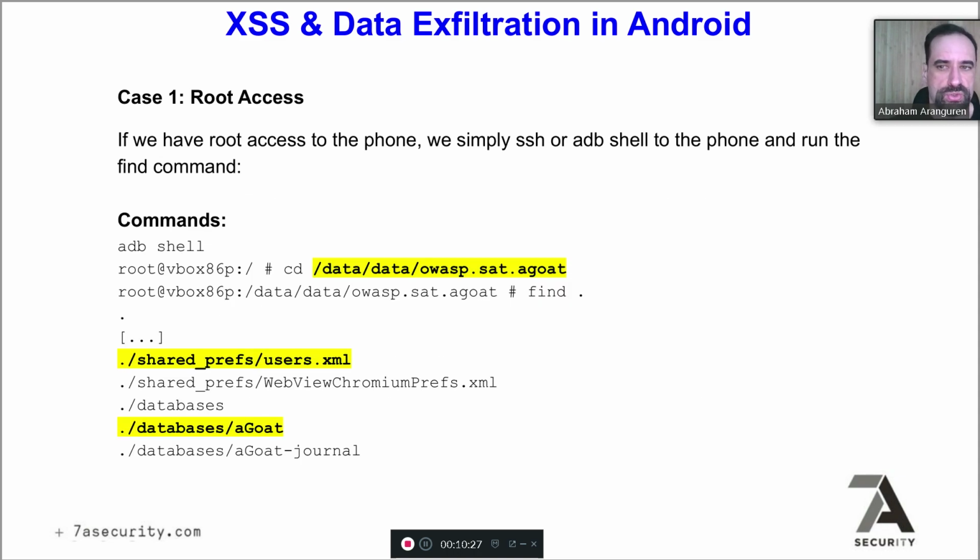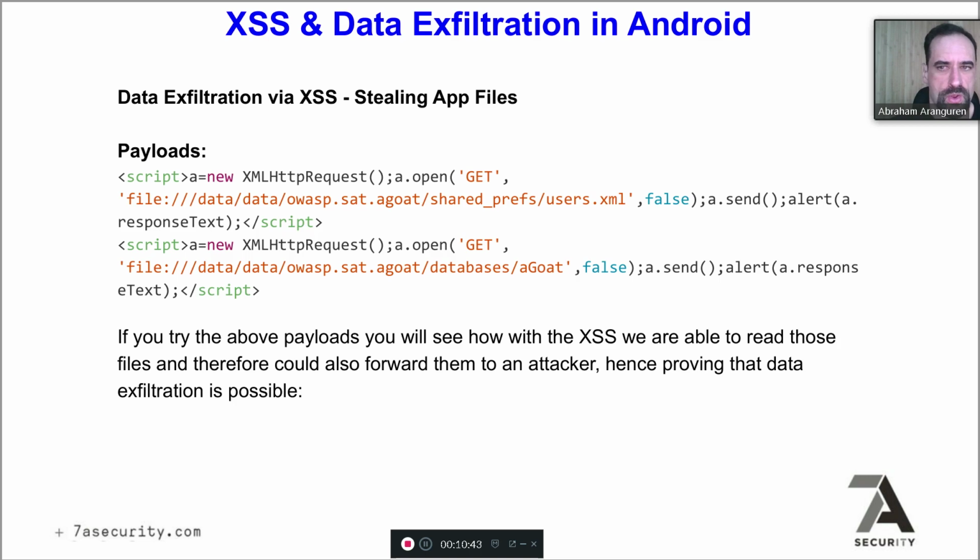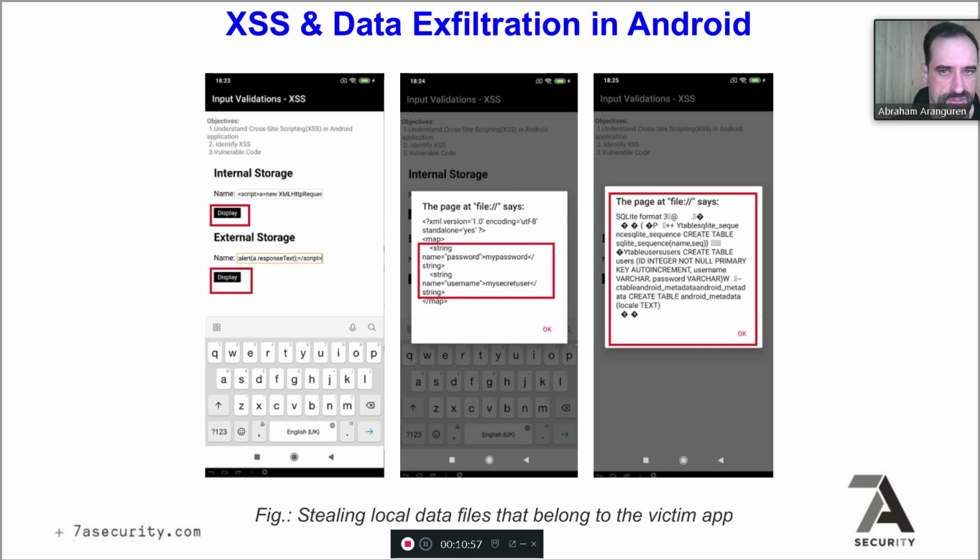So one way to do that could be to do adb shell, and then you cd into the directory of the target application. You run the find command, for example, that will show you all the files. And in here, we can see shared preferences, users XML, and databases, right? So with that, we can do a script, then new XMLHttpRequest, and then get the location of these files. And if this works, we should be able to get an alert that renders the contents of this file, right? So we should be able to see something like this when we try this.